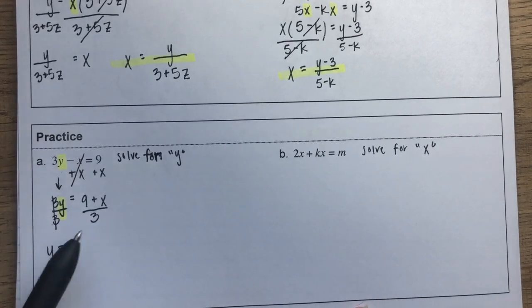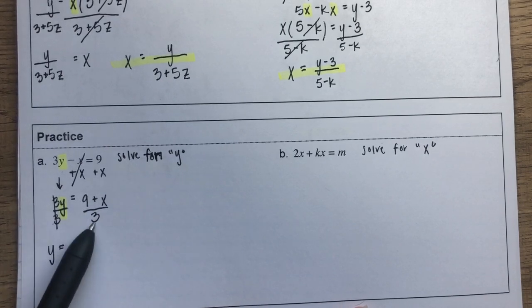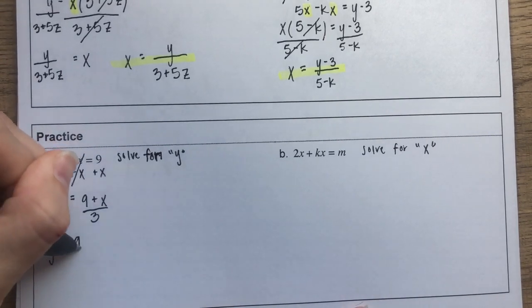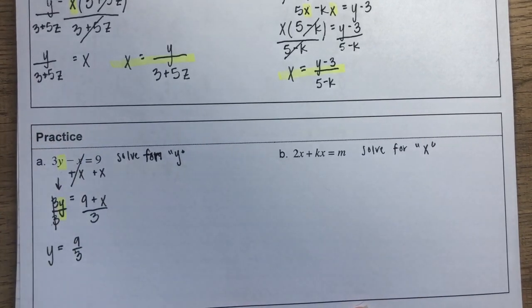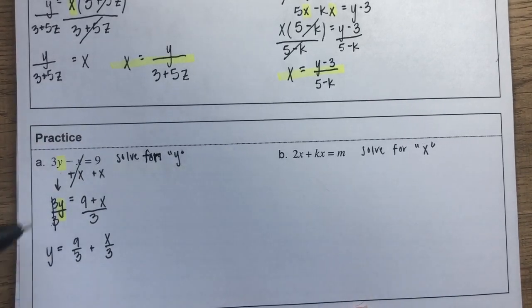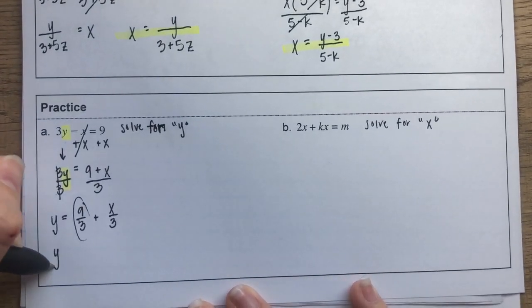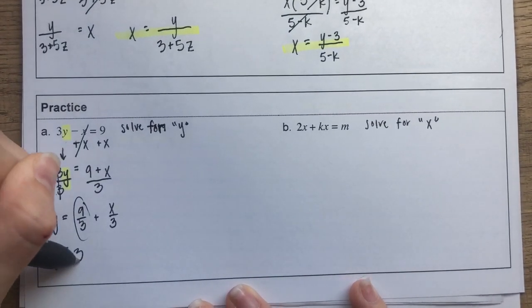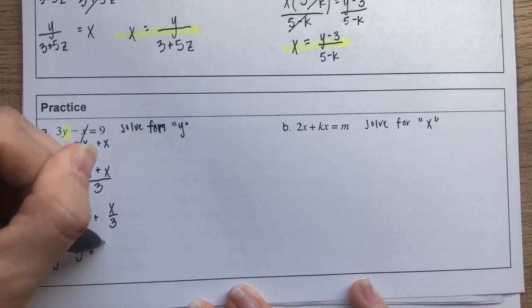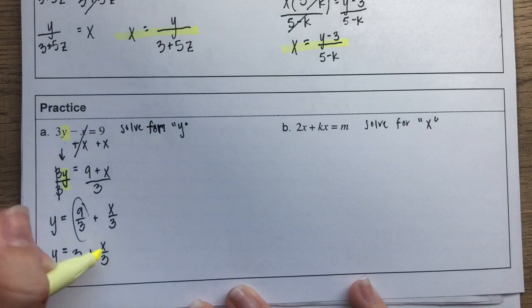And then we run into the same thing here as we did in the first example, where I can separate this into two different fractions, like 9 over 3 and x over 3, because 9 over 3 I'll be able to simplify. So 9/3 plus x over 3. And then 9/3, I can simplify that. I can divide. So 9 divided by 3 is 3, and then plus x over 3, or you could write that as 1/3 x. It's up to you.